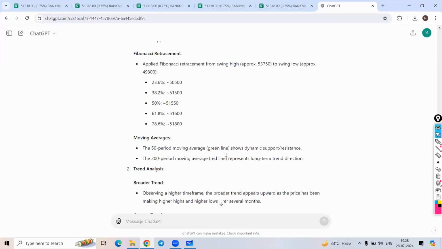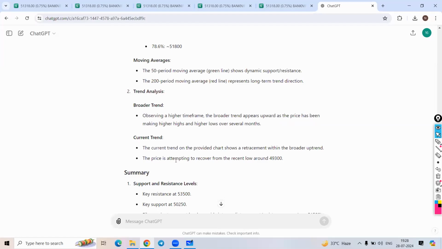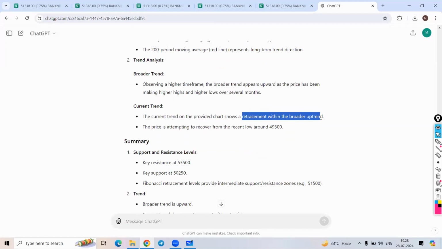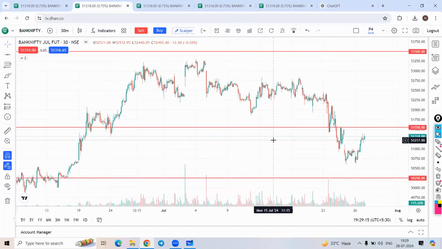Moving average, using the 50 moving average and 200 moving average on a higher time frame, the broader trend appears to be an uptrend. Current trend is retracing within the broader uptrend, with price attempting to recover from the low. So what it is telling us is the broader market trend, meaning using the daily time frame, higher weekly and monthly time frames, is bullish. Now the market is reversing in alignment with the broader trend, forming a higher low formation. So this is done by ChatGPT.